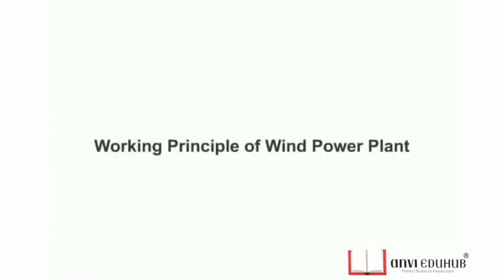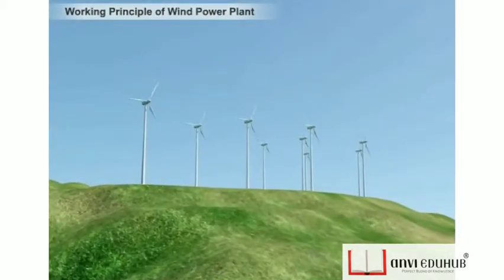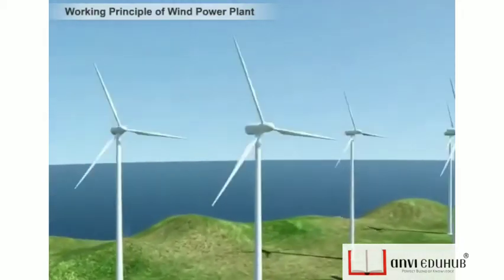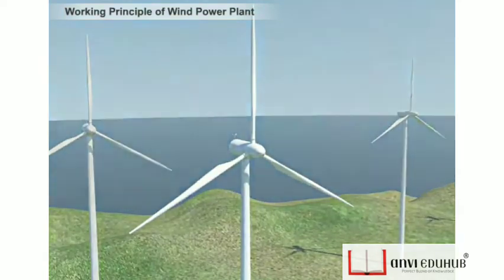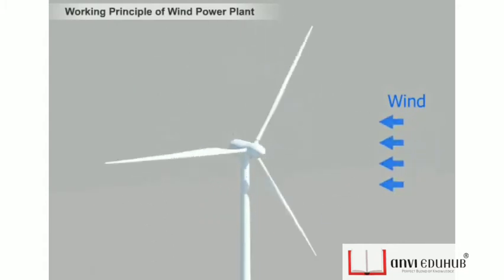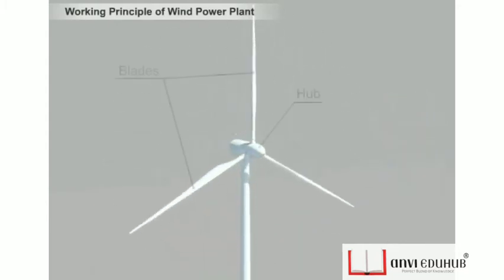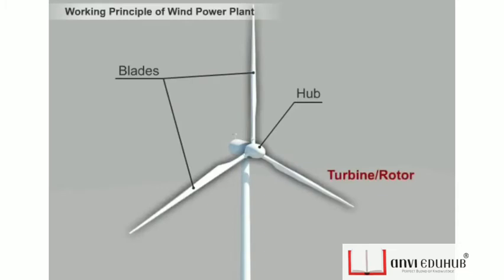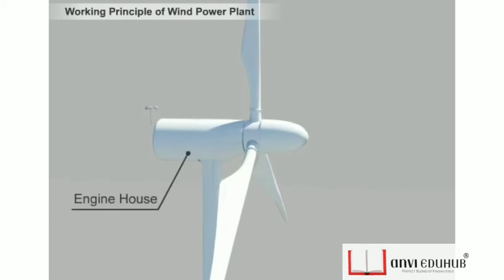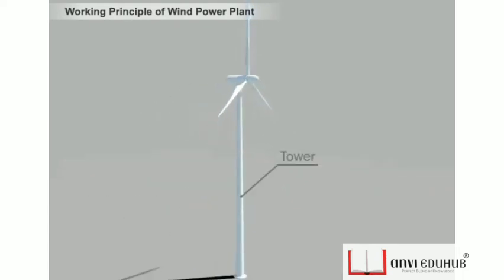Let us study the working principle of wind power plant. The important job of converting wind energy into electrical energy is done by the wind turbine of a wind power plant. Let's see how. Unlike the fans, turbines use the wind and generate electricity. The hub and blades are called turbine or rotor. Behind the turbine there is an engine house called as nacelle. The nacelle is mounted on a tower in order to get more wind energy.